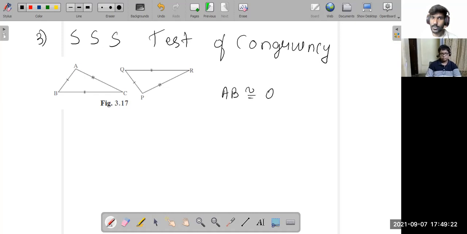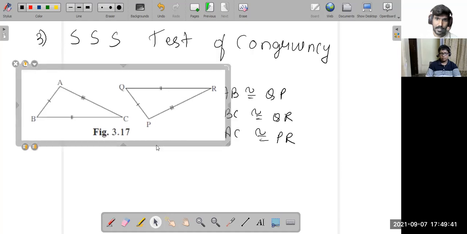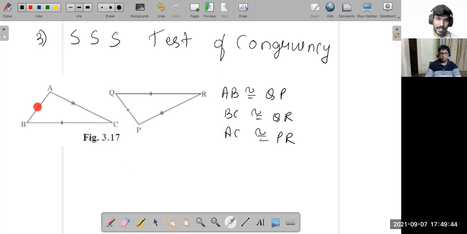So side AB should be congruent to QP. Side BC congruent to side QR. And side AC congruent to side PR. Okay, you can see this diagram, na, the lines on the sides. Here there is one line, here there is one line. That means this side is congruent to this side. Here there are two lines, here also two lines. That means this BC is congruent to QR. Here there are three lines, here also three lines. That means AC is congruent to PR. Got it?